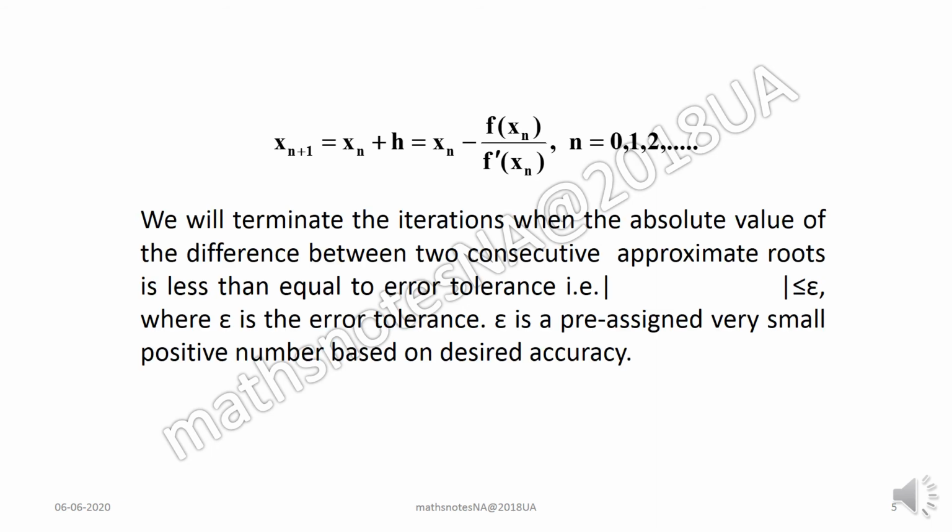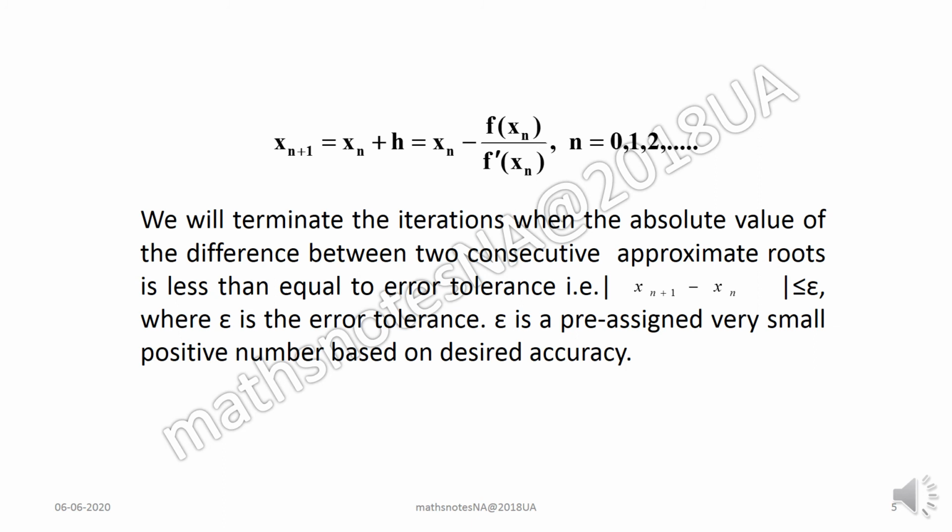We will terminate the iterations when the absolute value of the difference between two consecutive approximate roots is less than or equal to the error tolerance, that is mod of x(n+1) minus xn is less than or equal to epsilon. This may be prescribed wherever we are applying the Newton-Raphson method or required according to the situation, where epsilon is the error tolerance. Error is a pre-assigned, very small positive number based on desired accuracy.